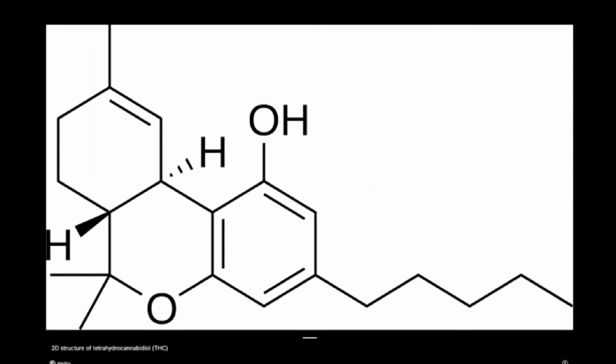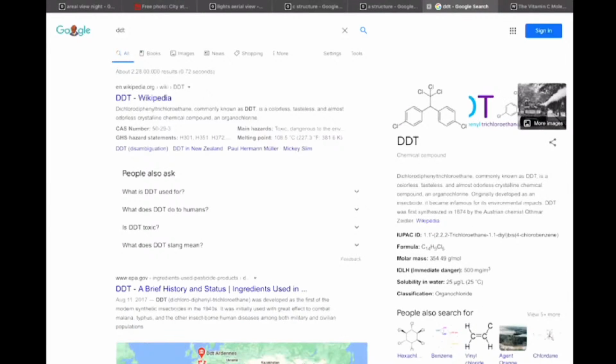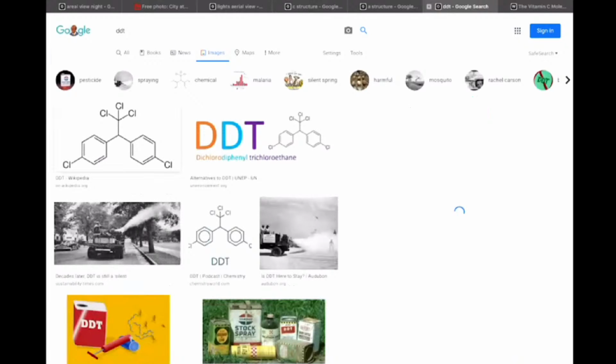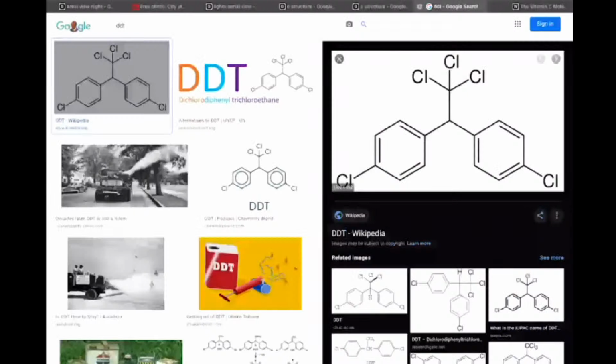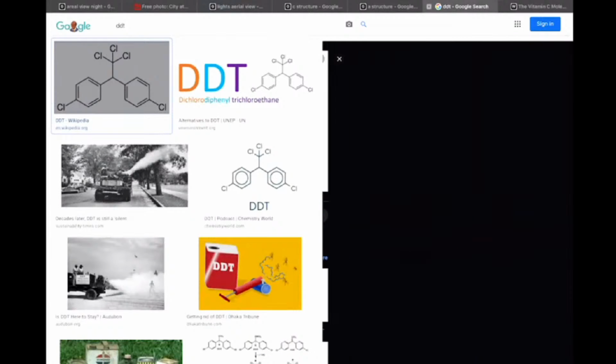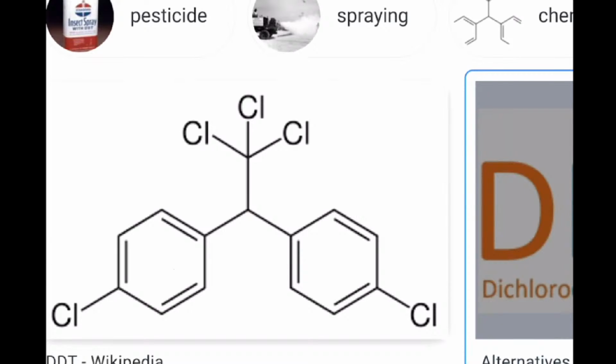Same thing about DDT. If you look at the structure of DDT, this is DDT. Now this DDT was used as a pesticide. They use it to kill insects. They also use it to kill ants. They use it to kill mosquitoes.